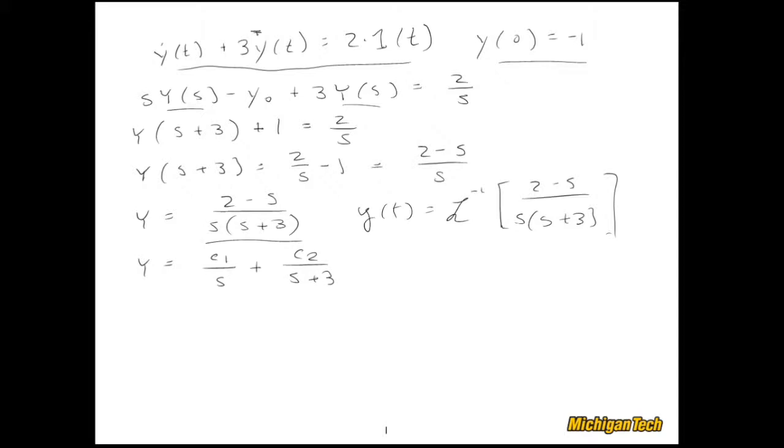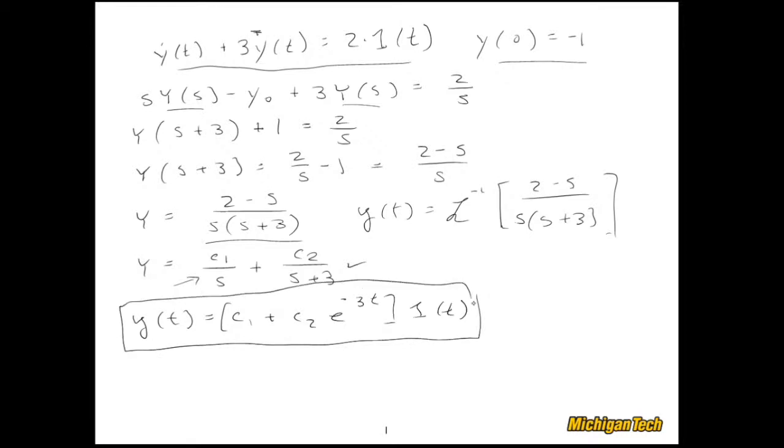Before I go too much farther, I can actually write down the solution in a little bit of an open-ended way, but I know that I'm going to have a C1 step there plus C2 e to the negative 3t from this factor, and this whole thing times the unit step. I could put a box around that and say I essentially have my solution. I don't know exactly how these things are weighted, the C1 and the C2, but I at least know the form of the solution. So all we have to do now is find these two coefficients, C1 and C2.